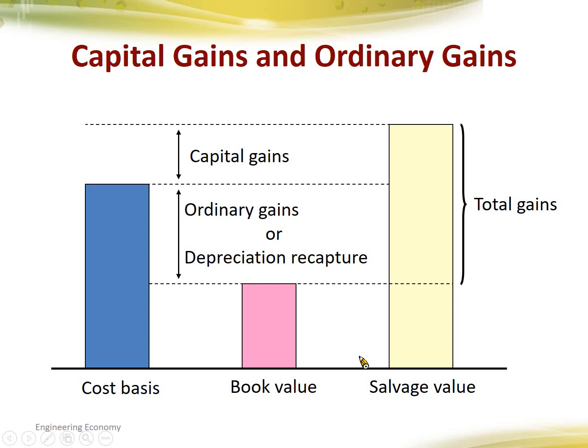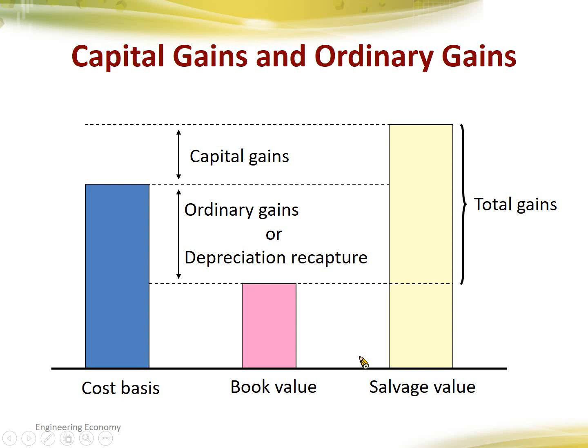But if we sell the product at a price higher than book value, we have already depreciated this amount. We have been able to reduce our tax based on the depreciation. And then this additional amount needs to pay income tax. This amount needs to pay income tax.